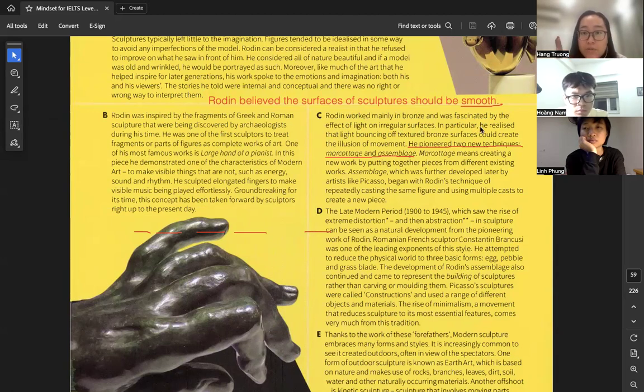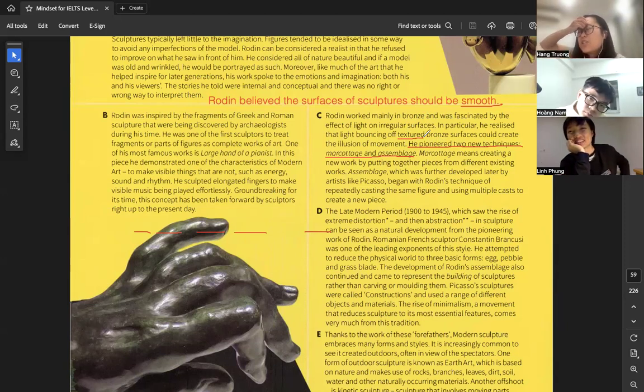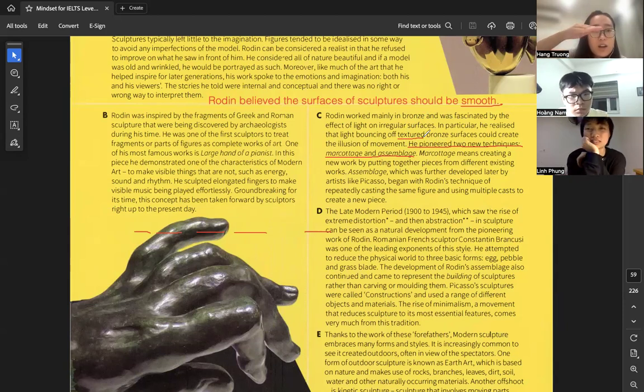Okay, cụ thể là gì? He realized that light bouncing off textured bronze surfaces, tức là những cái mặt đồng mà nó textured. What does it mean, textured? Not smooth. Nó gập ghềnh. Okay, textured means there are like up and down like this, you know. Yeah, textured bronze surfaces. He realized that these types of surfaces could create the illusion of movement, right?